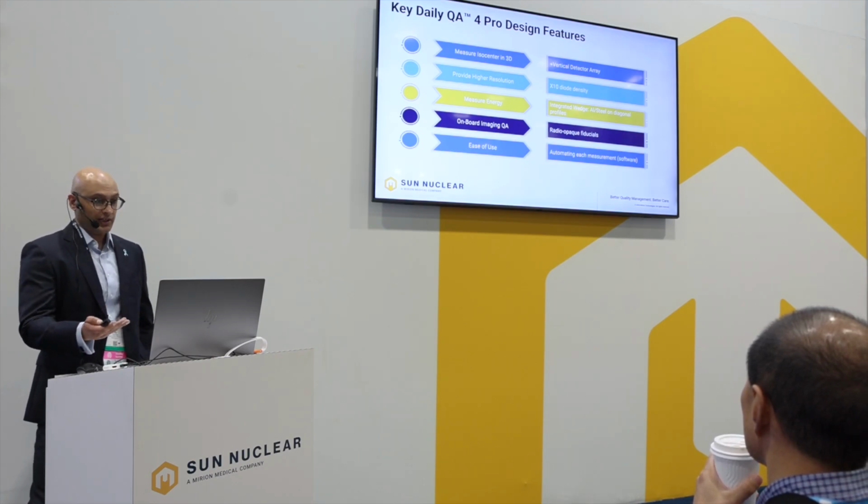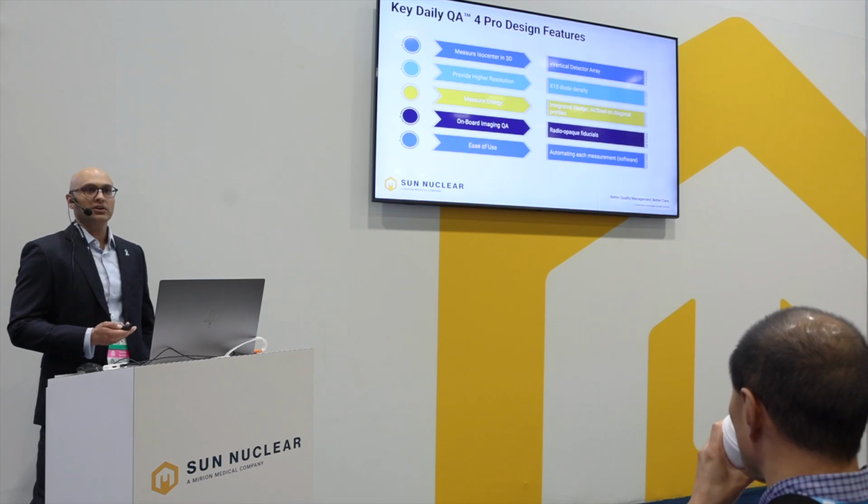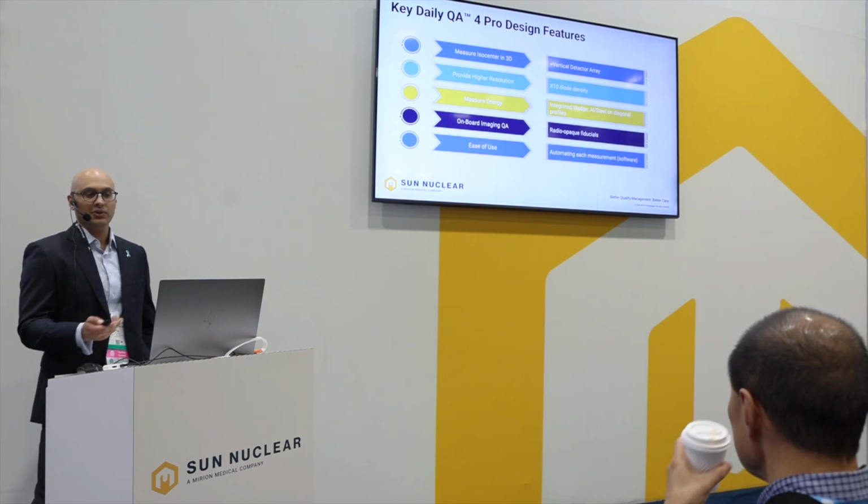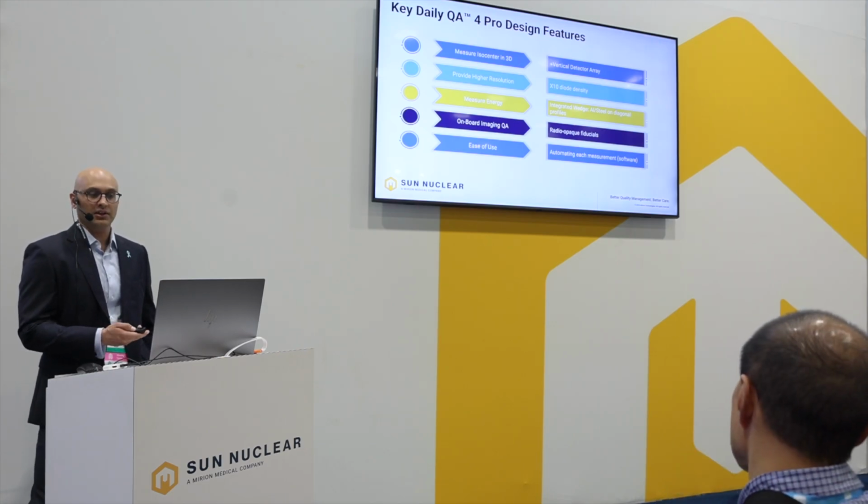We want to measure energy. We wanted to look at area under the curve. So now we have attenuation on the diagonal array.